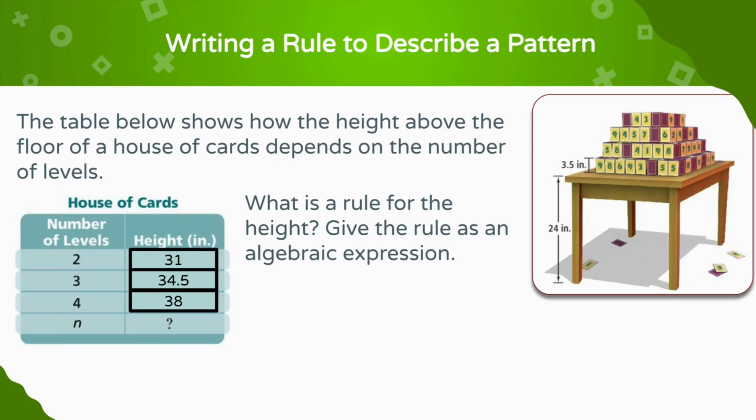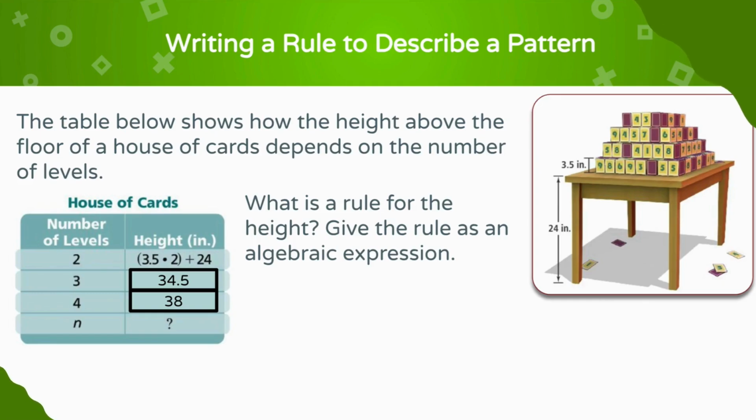What rule can be used to find the given height? And we're going to represent that as an algebraic expression, so an expression that uses a variable. So if we look at the table, we can see that a two-level house would have a total height of 31. Well, where did that 31 come from? It's going to be the 24 from the table plus 3.5 times 2, because there are two layers. The first layer is 3.5, second layer is 3.5. So a more mathematical way of writing that, instead of 3.5 plus 3.5, is 3.5 times 2.